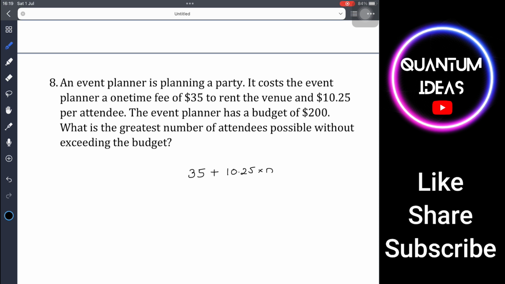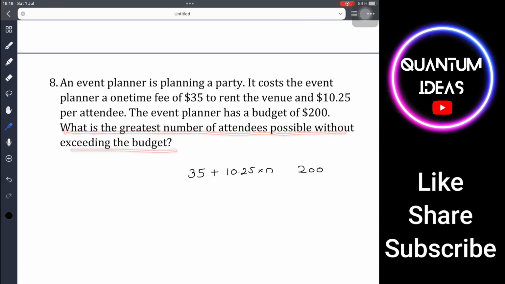Let's say if there are 2, you have to multiply by 2. That will be the cost. So this is the one-time fee to rent the venue, this is the rent, and this is the cost per attendee. If there are 100 attendees, you have to multiply n by 100. The event planner has a budget of $200. What is the greatest number of attendees possible without exceeding the budget?